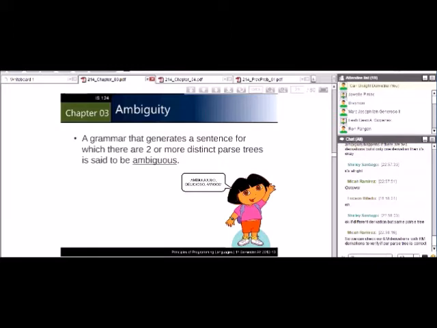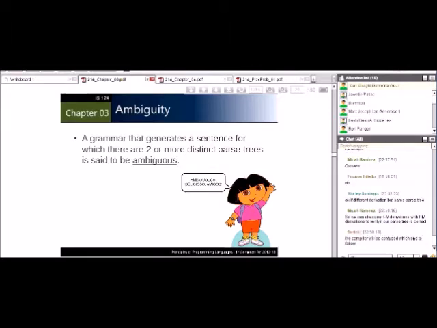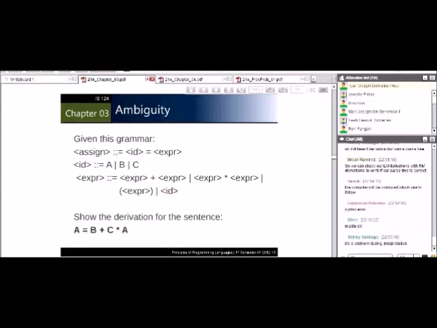Ngayon, tanong ko ito sa inyo. You can answer. Bakit problema ang ambiguity? Why is it a problem? Or why is it a concern for us? Ambiguity. Bakit natin ito problema yun? Bakit siya problem? Pwedeng sagutin, ha?